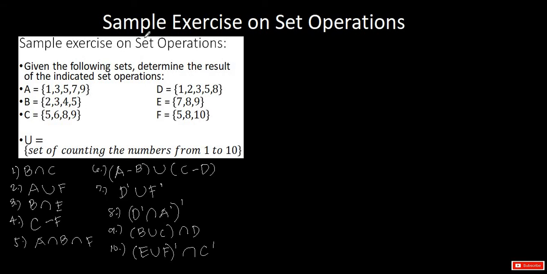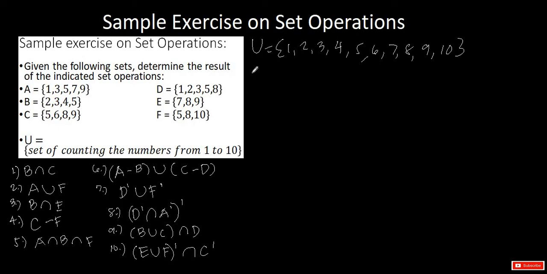In this video, let's have a sample exercise on set operations. Given the following sets, determine the result of the indicated set operations. We have the given universal set here, the set of counting numbers from 1 to 10. Now let me list all the elements of our universal set. We have 1, 2, 3, 4, 5, 6, 7, 8, 9, and 10.